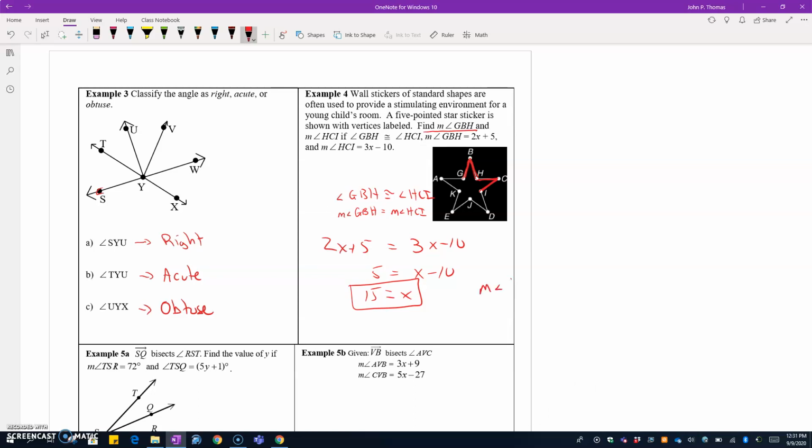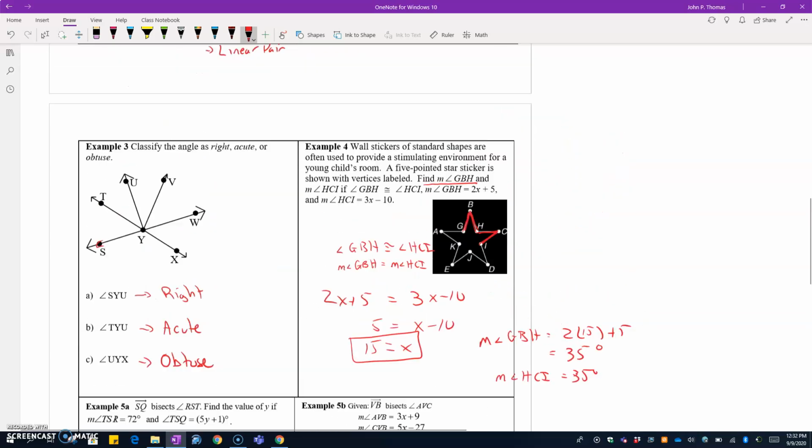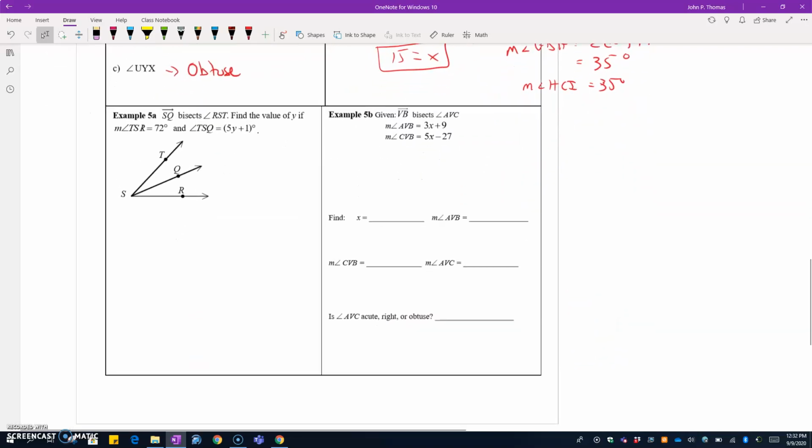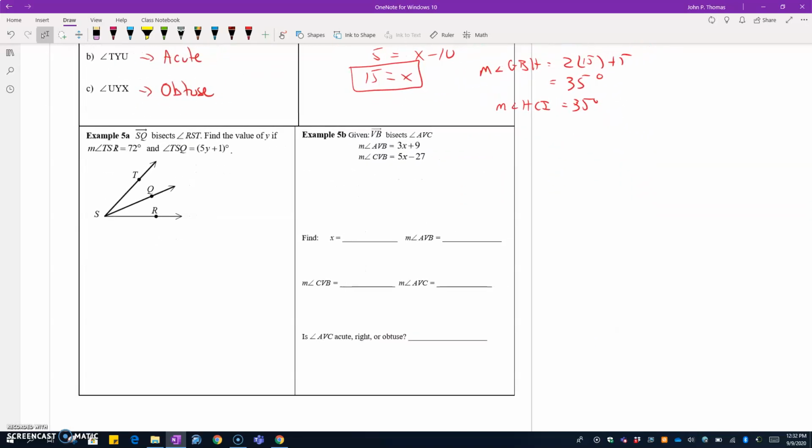So the measure of angle GBH equals 2 times the x value plus 5. We just found that x was 15, so 2 times 15 plus 5 is 35 degrees. All right, and then that is also the same for HCI because they are congruent. So we have 35 degrees for both. All right, jumping to example 5, A and B, our last two examples.